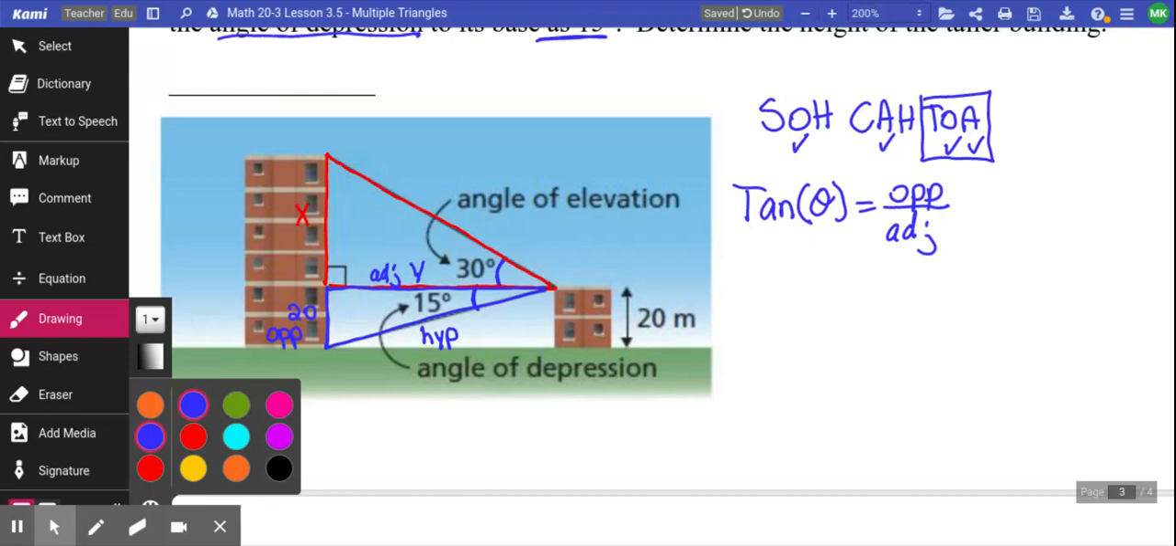I then fill in information. So the angle is 15. The opposite is 20. The adjacent I'm just calling Y because I don't know what it is.